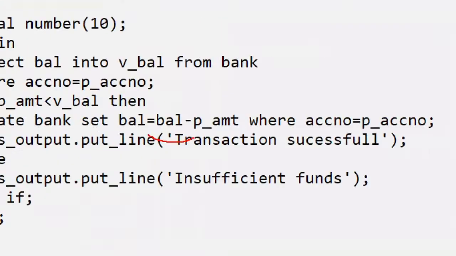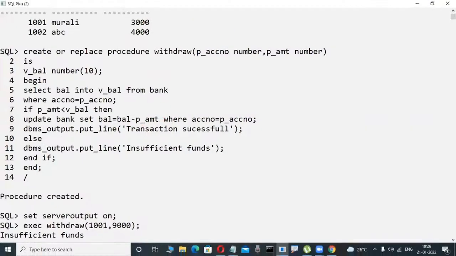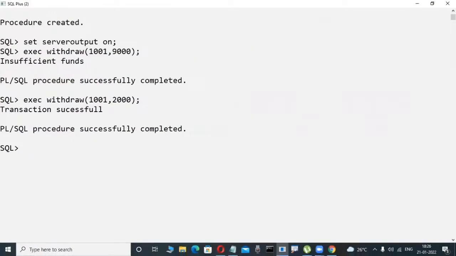Here I'm writing the code only. Now, is it really affected in a table or not? It is compulsory that it is affected in the database. Then only your transaction, your banking system, is okay, so now it is successful. And now check it out. Is that really correct? In my bank table, I try to observe it.